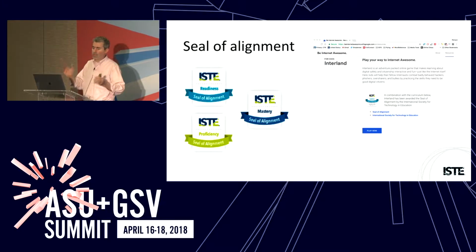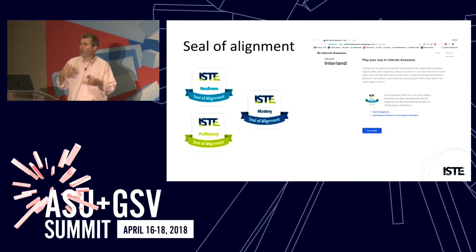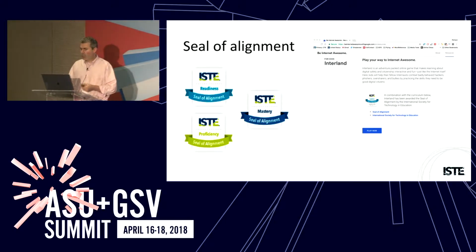But there's a bunch of groups that have gone through that project. One of them, Google's Be Internet Awesome, just went through. And so there's a bunch of projects that we look at and help to align them. So that's what we do on the standard side.